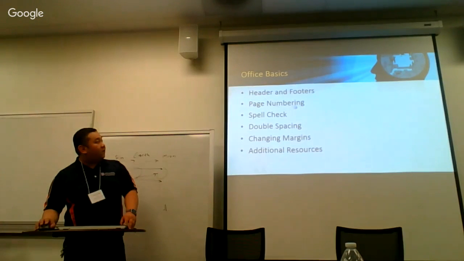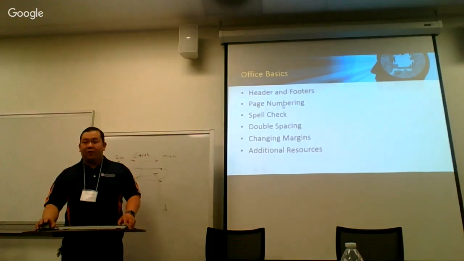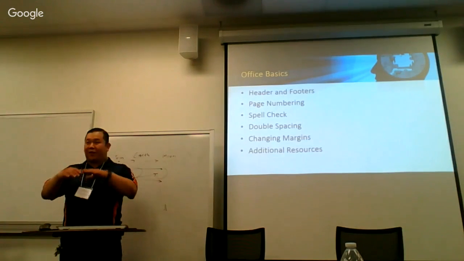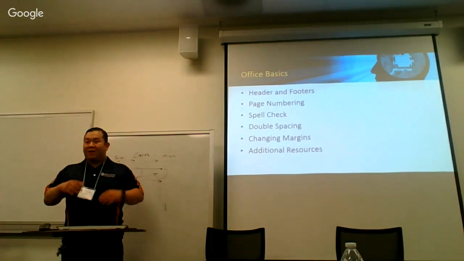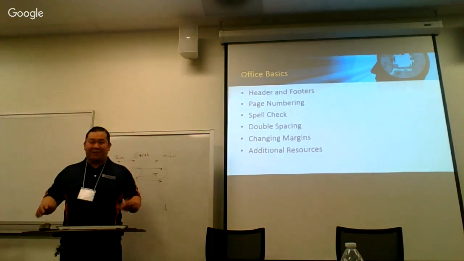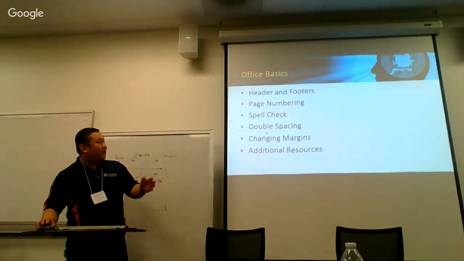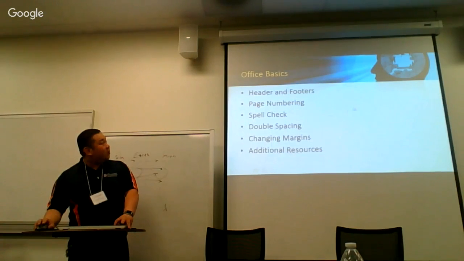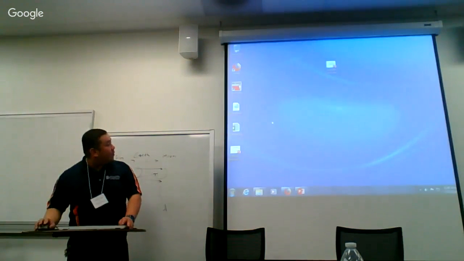First we're going to go through headers and footers and page numbering. Page numbering is a big one in the lab. We get this question all the time, especially how do you do the first page and not have the second page number be the same thing. So that's what I'm going to go through. Then some spell check, double spacing, margins, and then additional resources. So let's go through Office stuff.